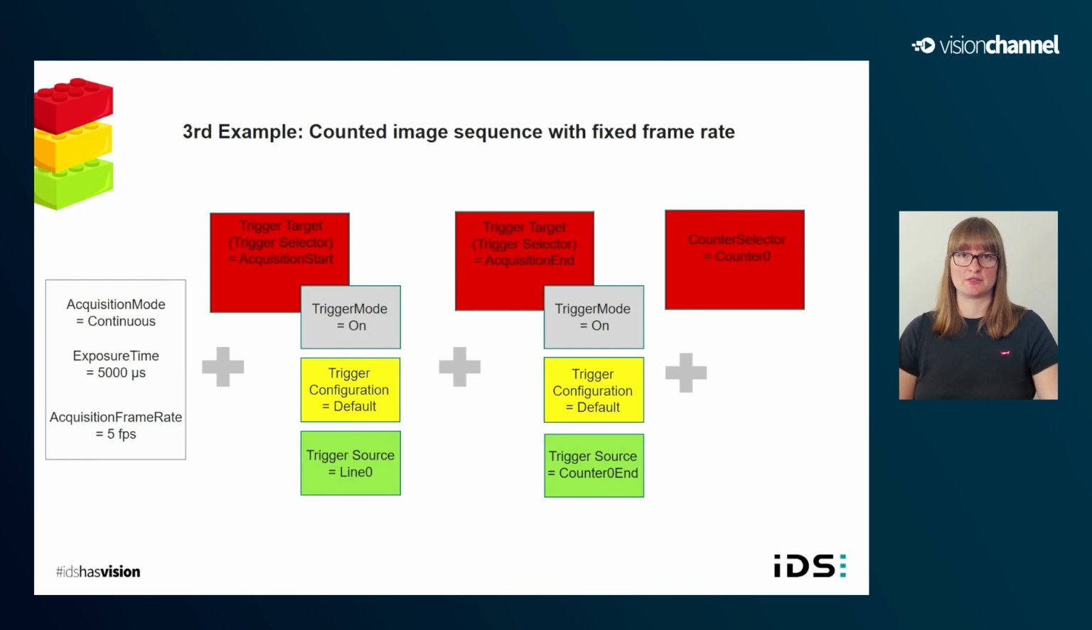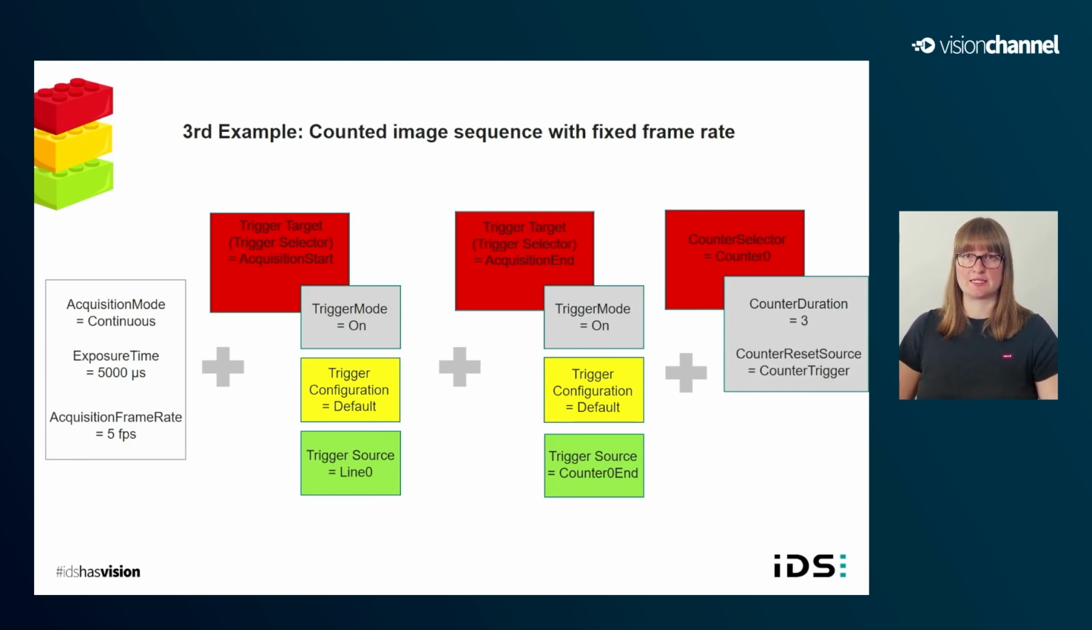Last but not least, the counter configuration. We have 2 counters available, but only need 1, so we choose counter 0 via the counter selector. We set the desired counter duration, for example 3, so the counter will end after 3 images. Also, it is required to define a counter reset source to make sure the counter is reset, to be then used again.